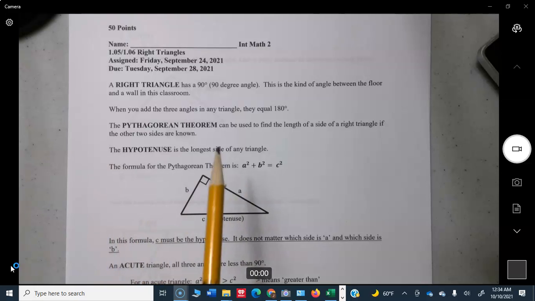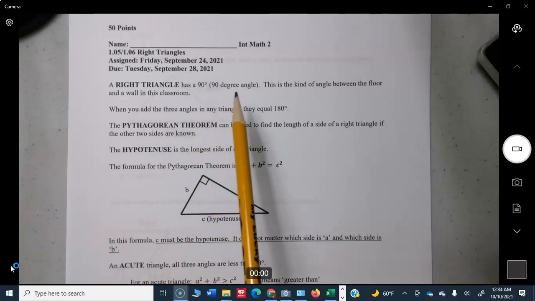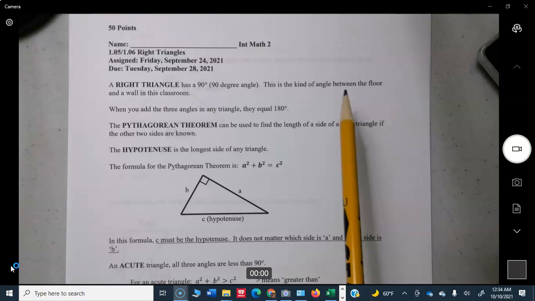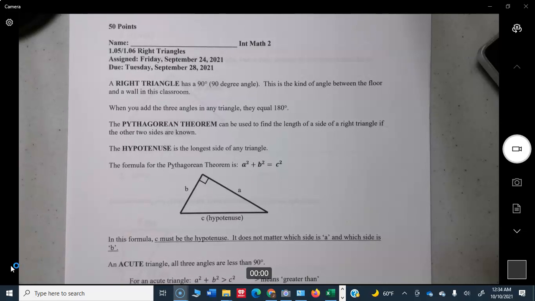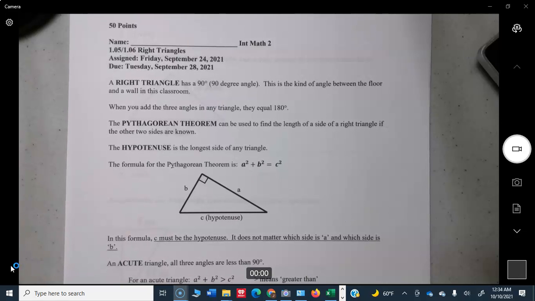Let's read a few notes. A right triangle has a 90-degree angle. This is the kind of angle between the floor and the wall of this classroom. When you add the three angles of any triangle, doesn't matter whether it's a 90-degree triangle or not, they equal 180 degrees.